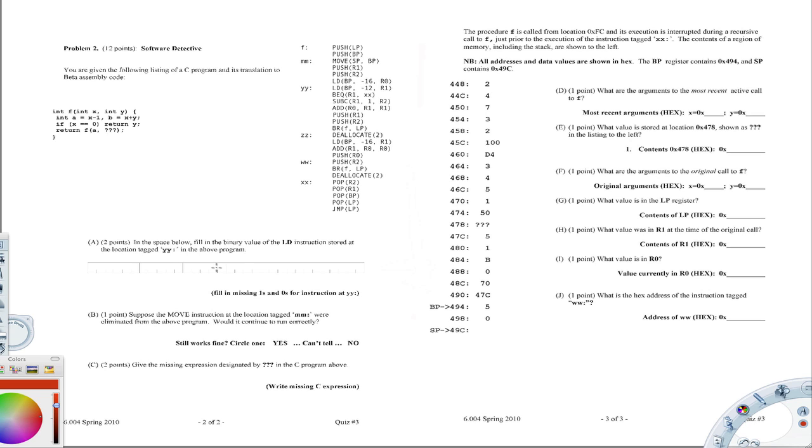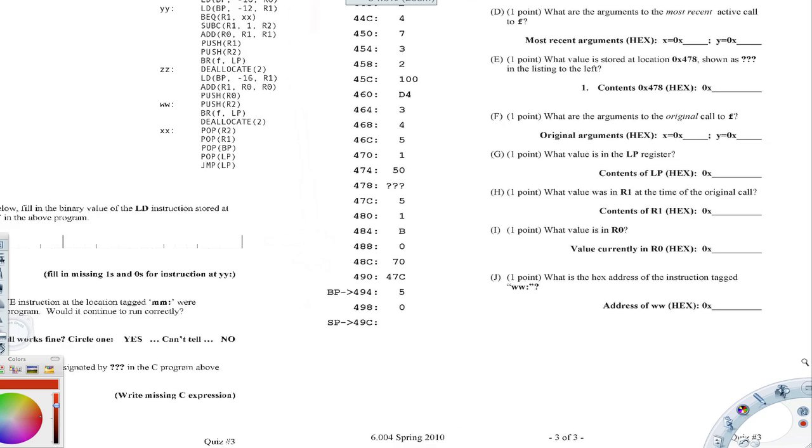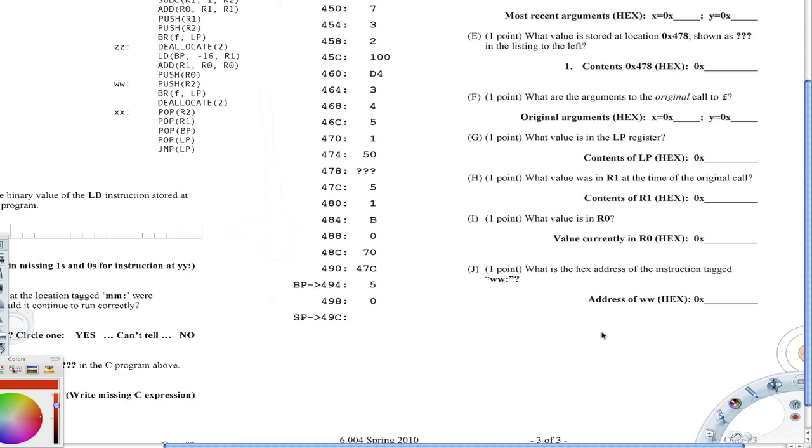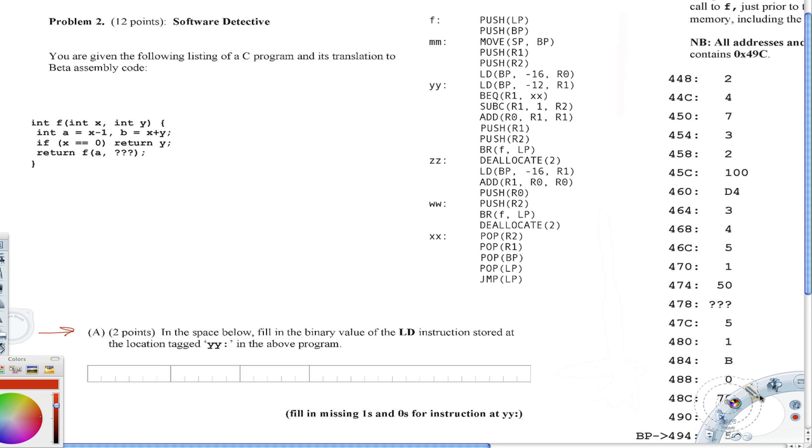The first thing that they want us to do, part A, is they say in the space below, fill in the binary value for the load instruction at the location tagged YY. By binary value, what we mean is the way that the bits on this instruction here, tagged YY, are going to get stored.